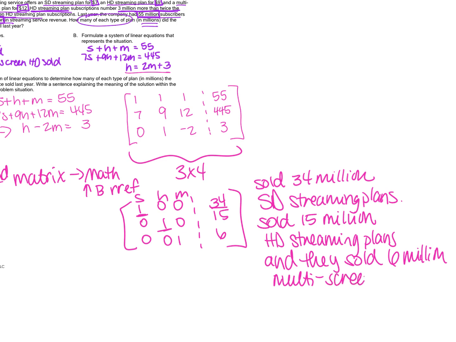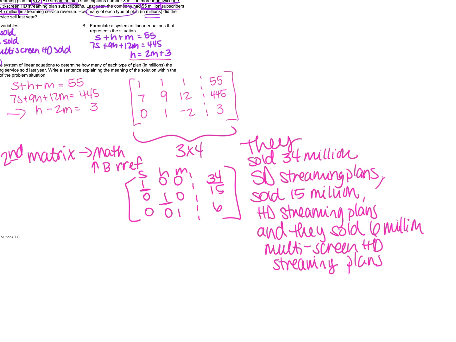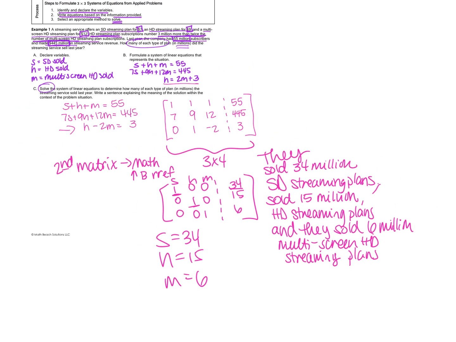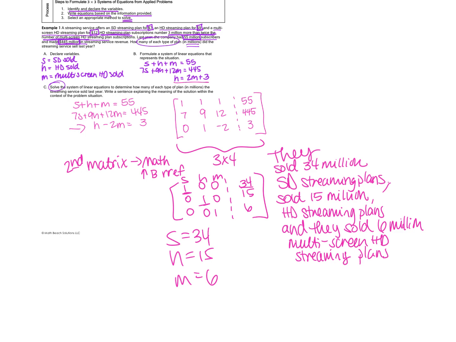So we're writing these in sentence form. All right, so S was 34, H was 15, and M was 6. Okay, so now let's move on to the next one.